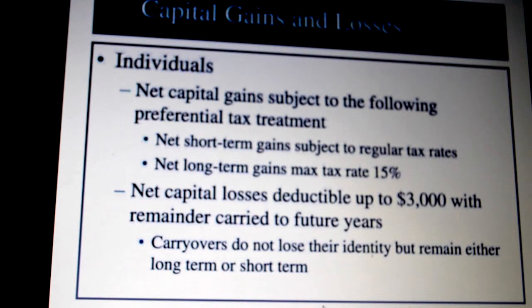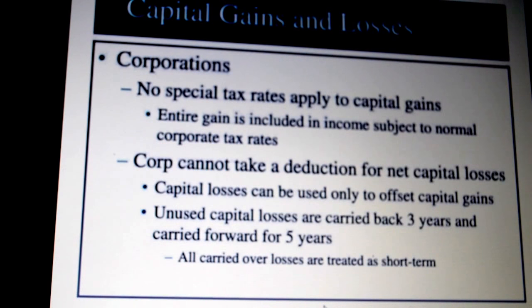Capital gains. Individuals generally pay a preferential tax rate of 15 to 20% on net capital gains. Corporations, however, receive no preferable tax rate on long-term capital gains, and such income is taxed at the normal corporate tax rates.